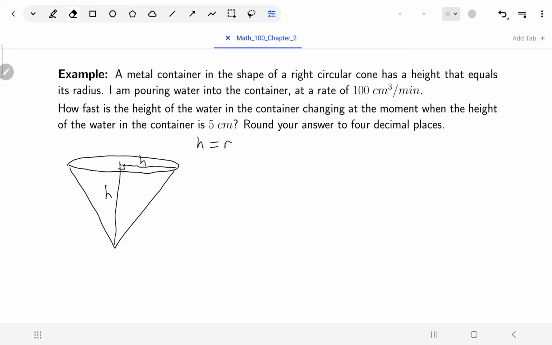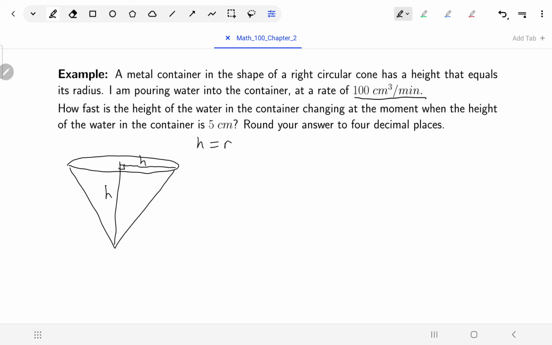I'm not sure which I'm going to use just yet until I get into what do I have, what am I looking for. So I might come back and revise my drawing and think about changing my variables from R's, H's to R's, or might keep things as they are. What else do I know? Well, in the second sentence it says, I'm pouring water into the container at a rate of 100 centimeters cubed per minute. So that's a rate of change, and that's a rate of change of volume with respect to time.